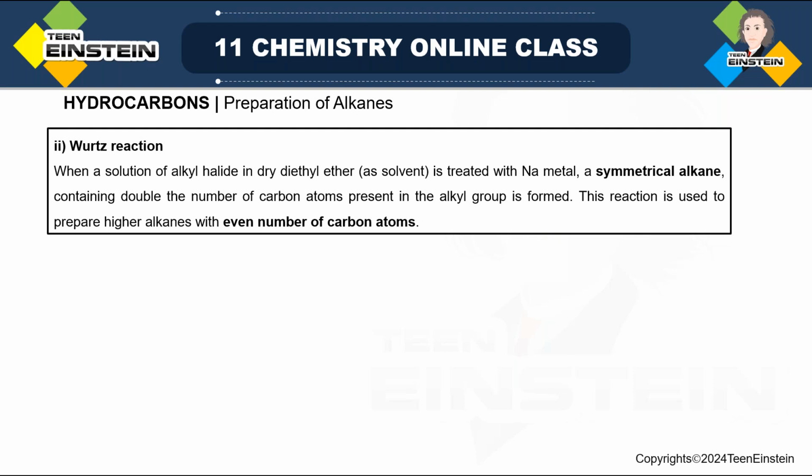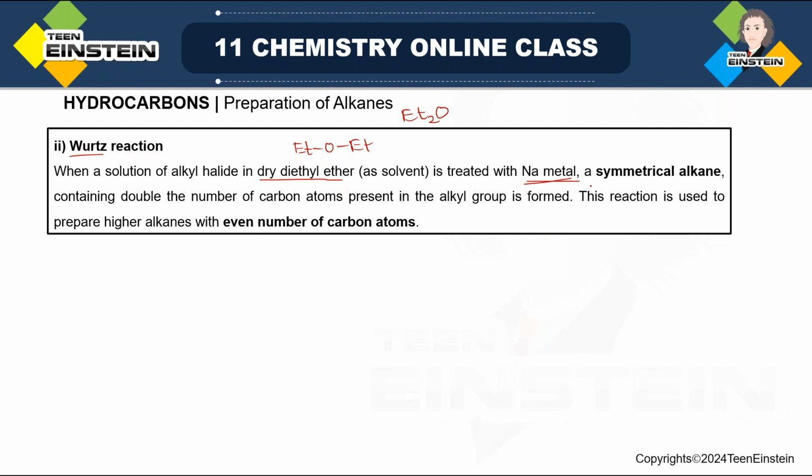Now the second one, total 5 methods are there. In the second one, this is basically a name reaction, based on the name of the scientist Wurtz, the Wurtz reaction. Obviously, the starting material is alkyl halide, because that is the heading under which we are discussing these 5 methods. So a solution of alkyl halide in dry diethyl ether, which is the solvent. Diethyl ether means ethyl group, oxygen, ethyl group. In short, it is written as Et2O. Treated with sodium metal. So here the reagent we are using is sodium metal.